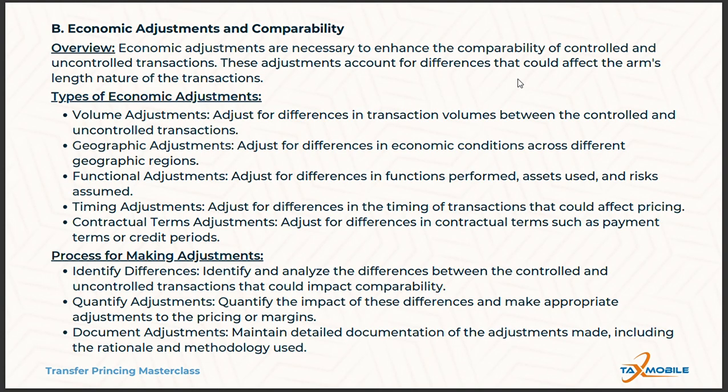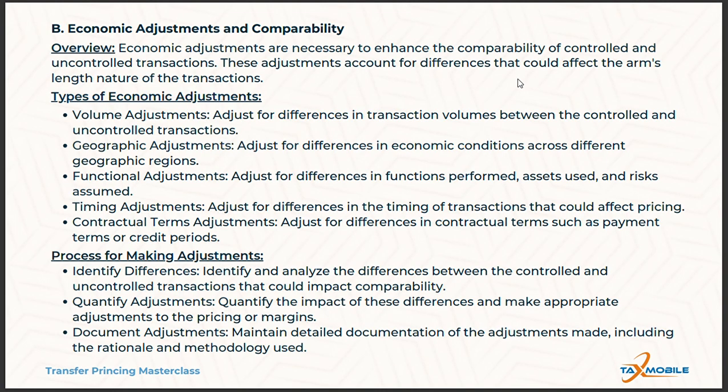Now, looking at the process for making adjustments, the process of making adjustments involves three critical steps. One, you need to identify the differences. The first thing is to identify the material differences between controlled and uncontrolled transactions that would impact comparability. This may involve differences in the size, scope, or terms of the transaction.